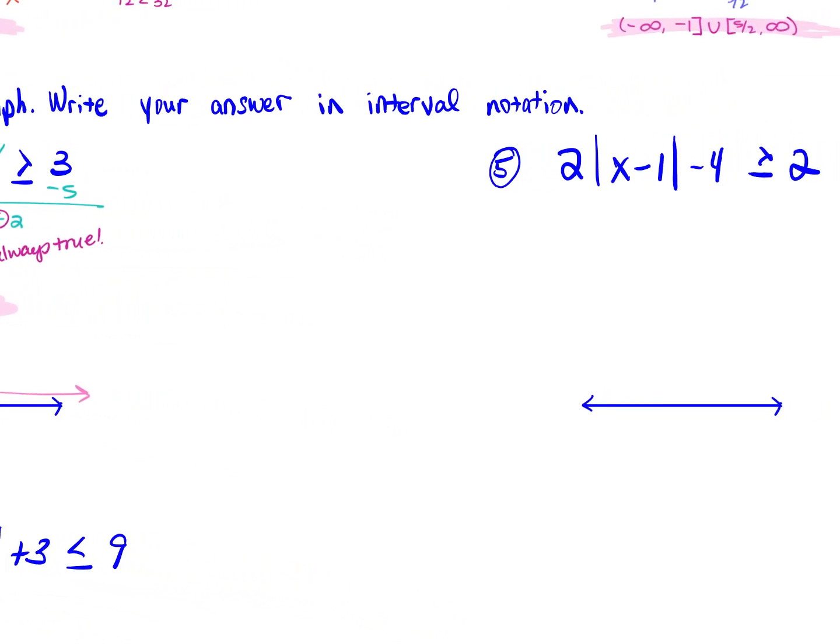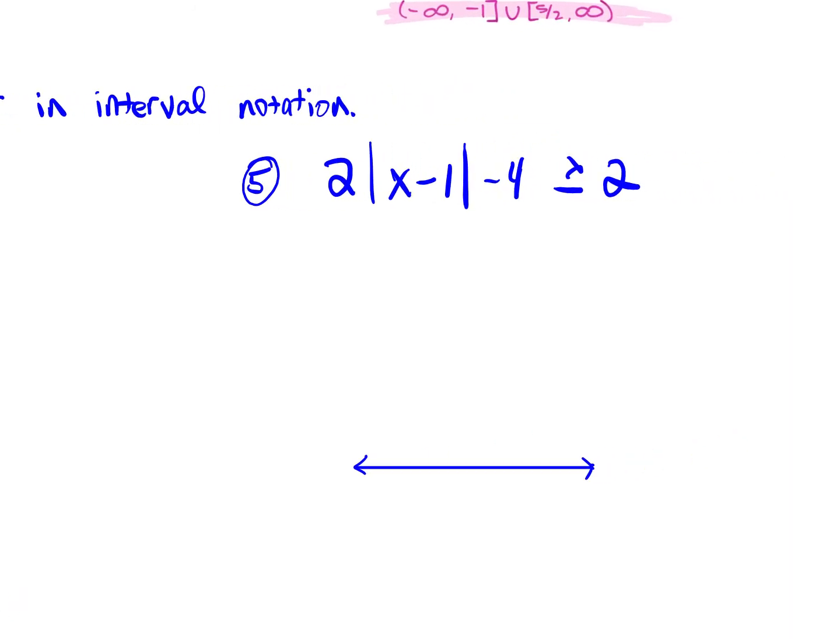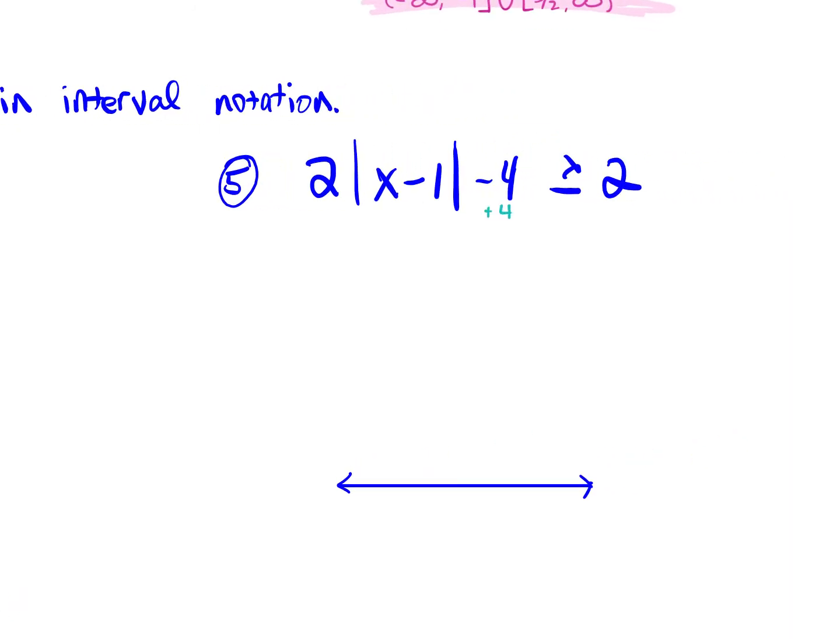For number 5, you have 2 times the absolute value of x minus 1, minus 4, is greater than or equal to 2. What's the first thing that you're going to move over in order to isolate this absolute value? The negative 4. So we're going to add it to both sides. This gives us 2 times the absolute value of x minus 1 is greater than or equal to 6. From here, what are we going to do? Divide each side by the 2. So this leaves us with the absolute value of x minus 1 is greater than or equal to 3.